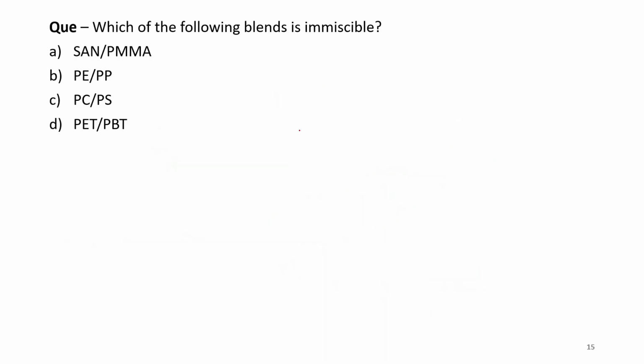So let's move to the next question, which is: which of the following blends is immiscible? A. SAN PMMA, B. PE PP, C. PC and PS, D. PET and PBT. So which of the following blends is immiscible? Can anybody attempt?